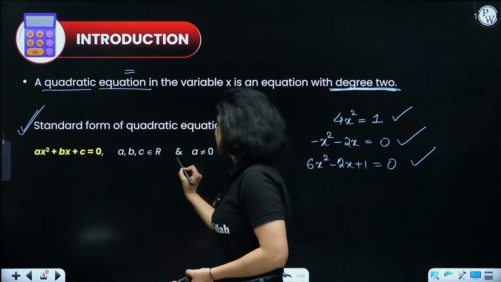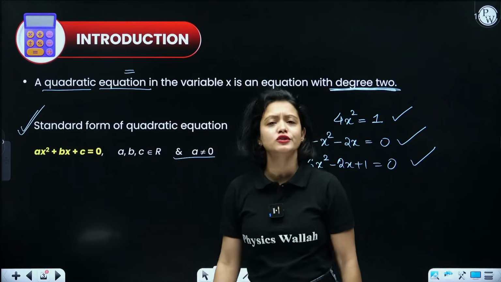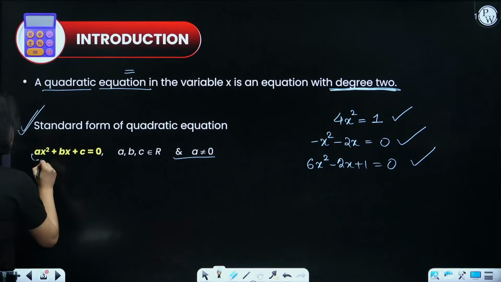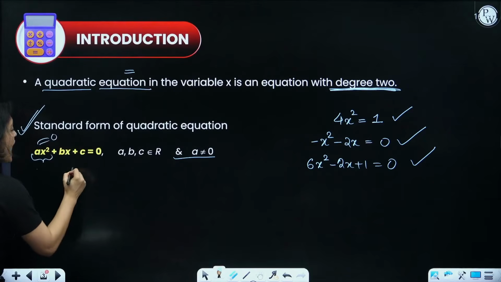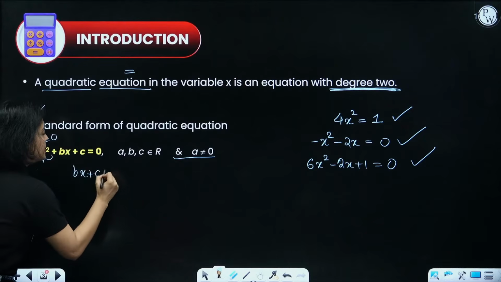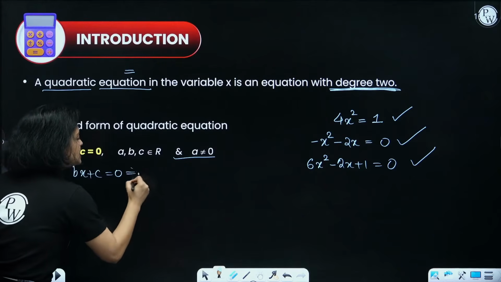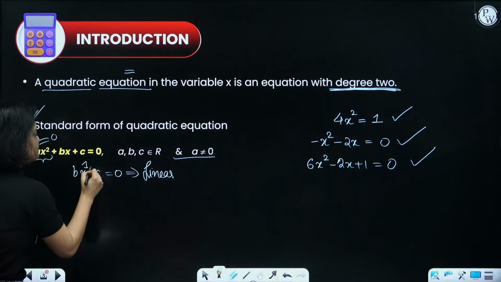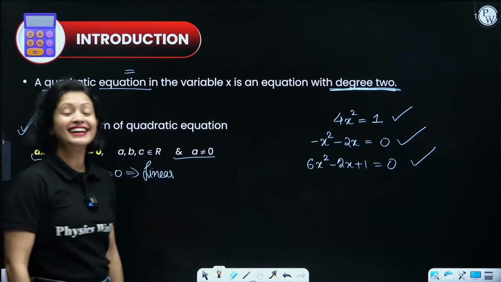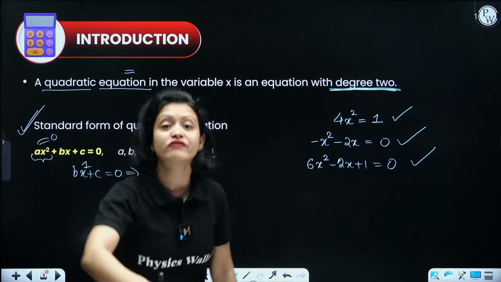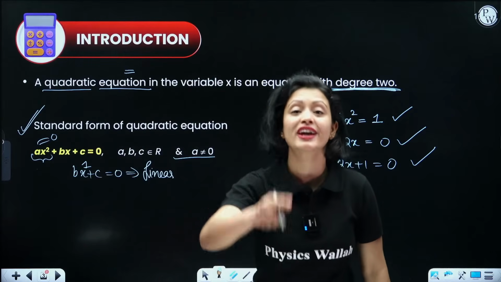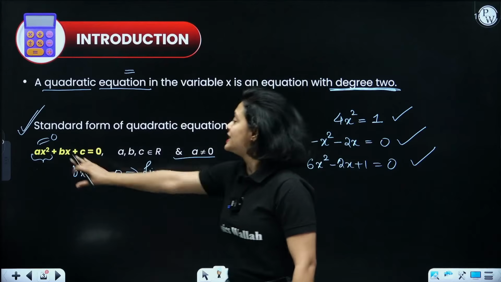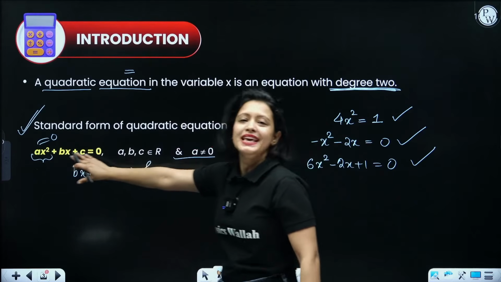Why are we specifically saying that a is not equal to 0, guys? Because as soon as a becomes 0, this ax square will become 0 and the equation will become bx plus c is equal to 0, which is a linear equation, not a quadratic equation, because the highest power of the variable is 1, right? So that's why the leading coefficient, that means the coefficient of x square, should not be equal to 0 in a quadratic equation.